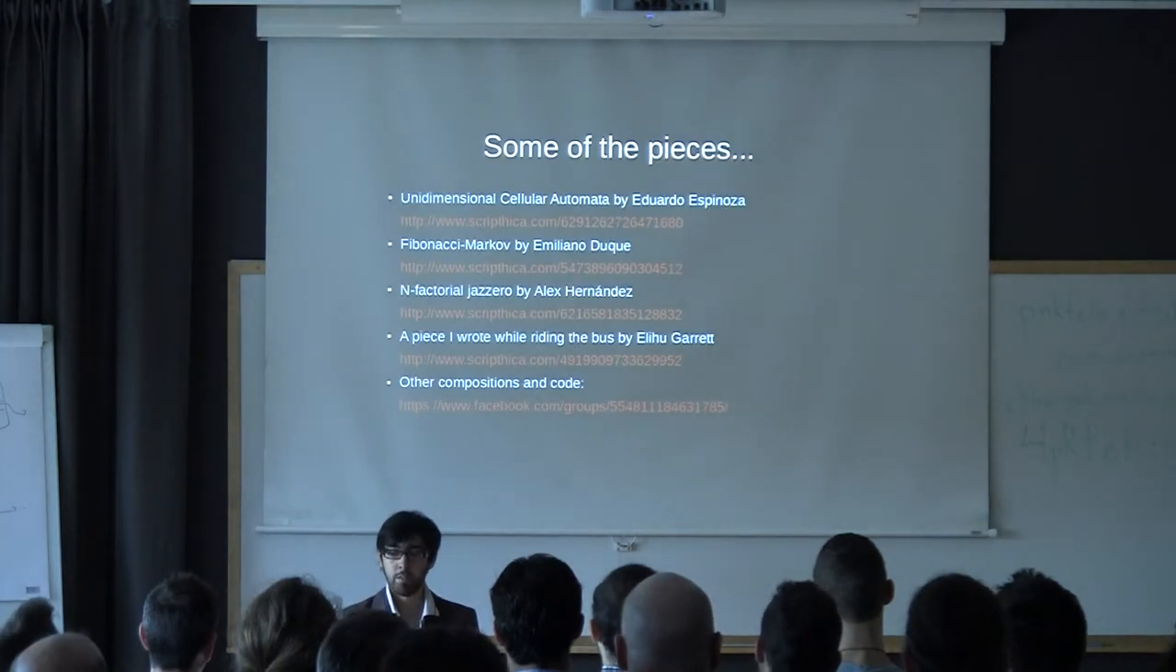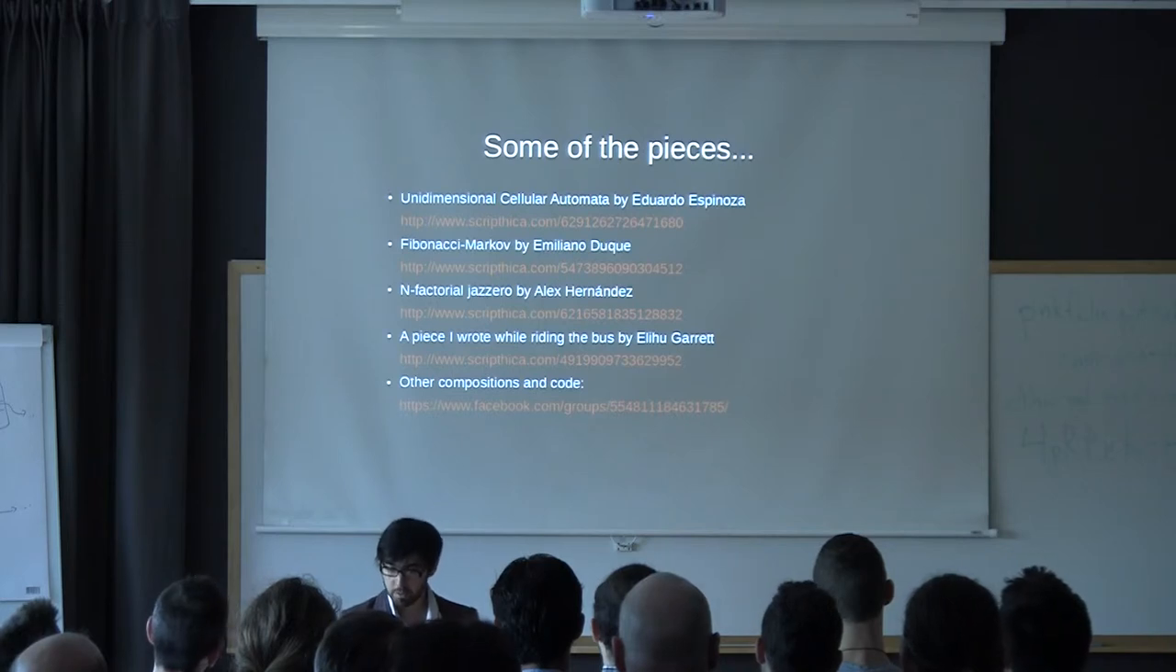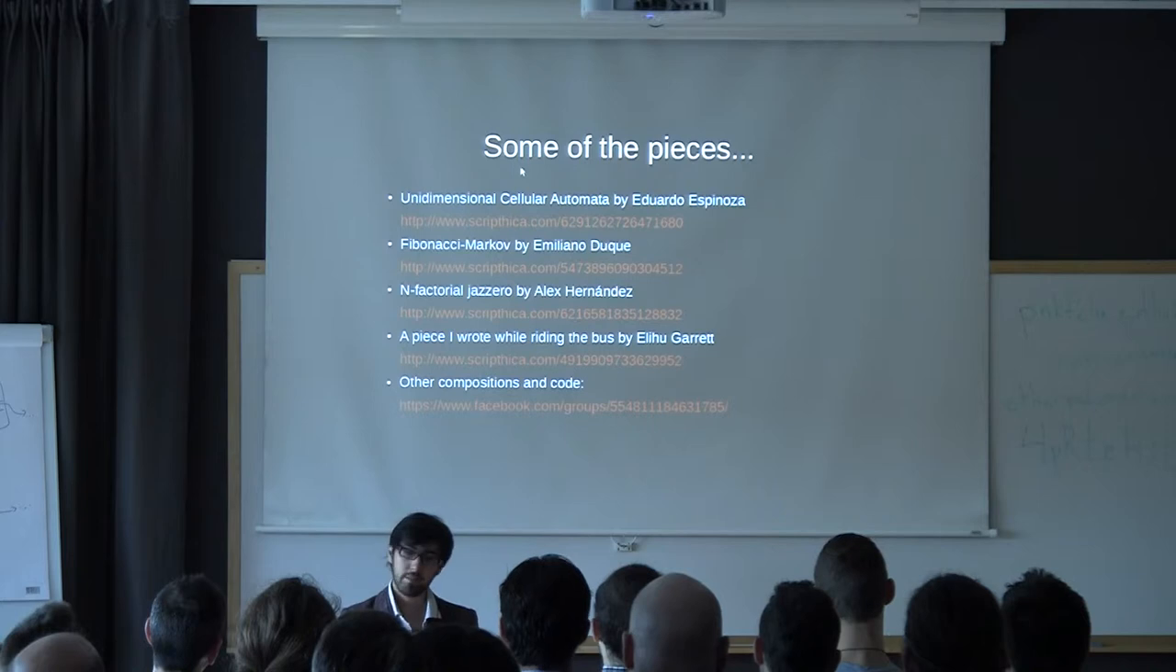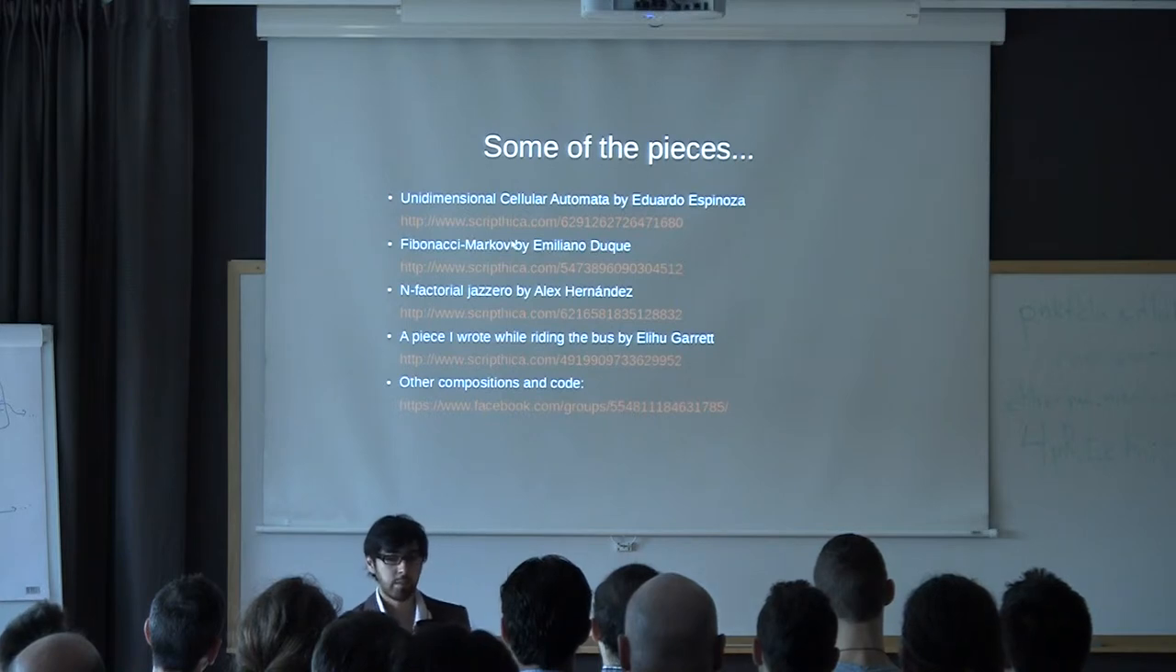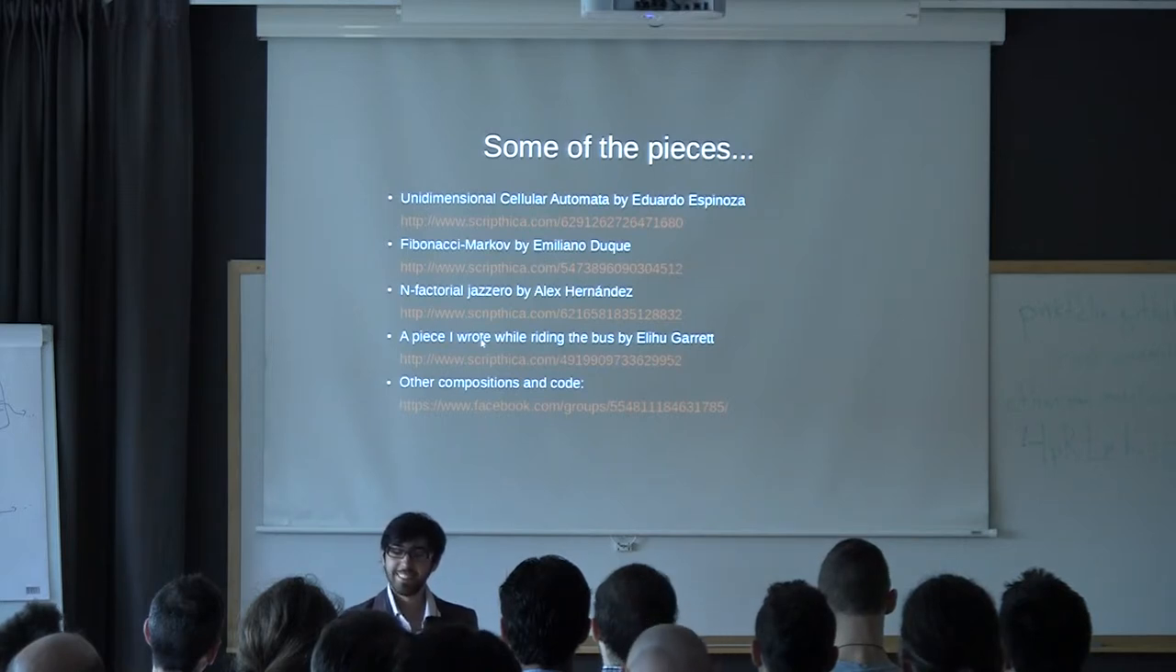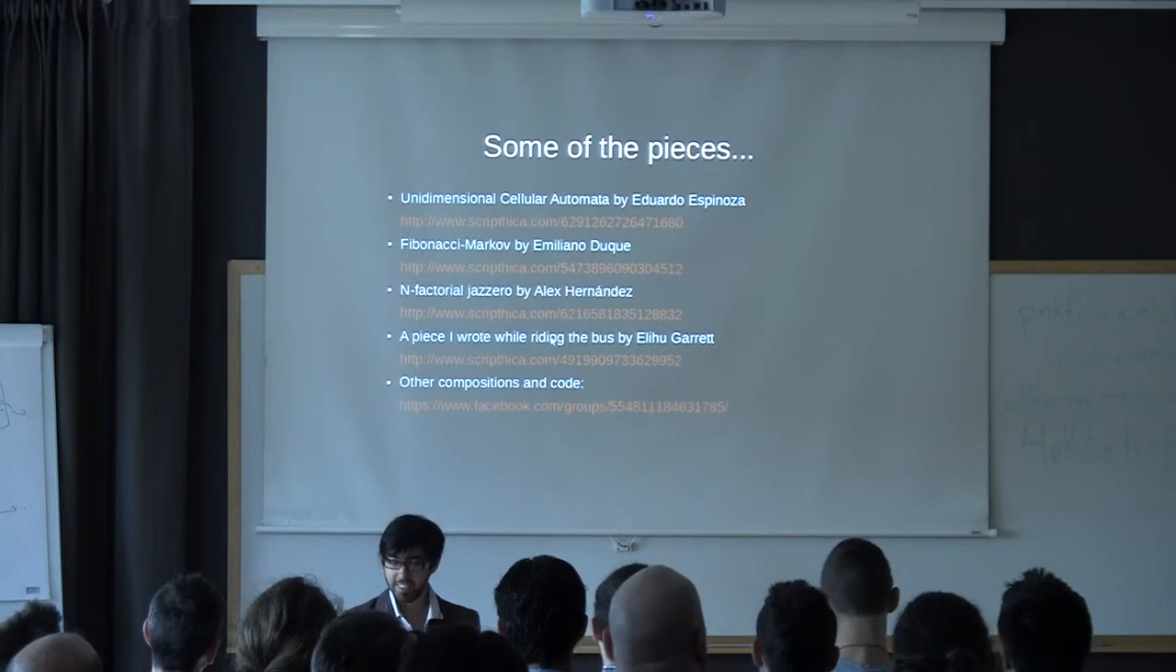Some of them learned scheme, some of them helped to use the composition. And here are some of the things that they created. This is a cellular automaton application. This is a piece that involves a Fibonacci sequence and Markov chains. And this one was a piece that he wrote thinking outside the box.